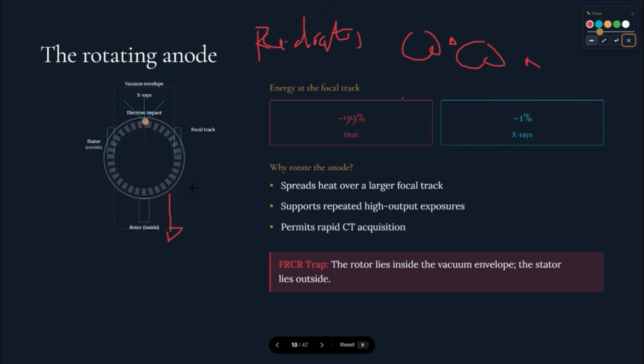Within this, we have the oil cover and others, with the tube inside the vacuum. The stator is outside and the rotor is inside the tube itself, within the vacuum. So, just as an example, the rotor lies inside the vacuum envelope while the stator lies outside the vacuum.